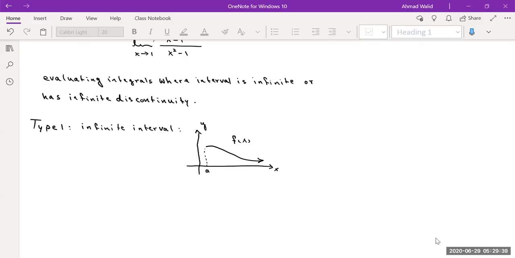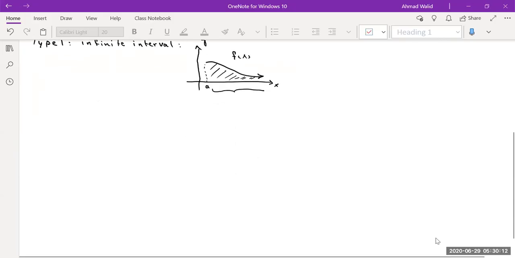We are dealing with integrals, right? We are looking for the integral. Integral means finding the area under the curve. For example, I put this graph for you. If you see this function f of x, my interval is infinite. It starts from a, but this side goes to infinity. The question is, can I find the area under this curve? It means, can I evaluate this integral? The answer is yes. This is your case 1 or type 1.